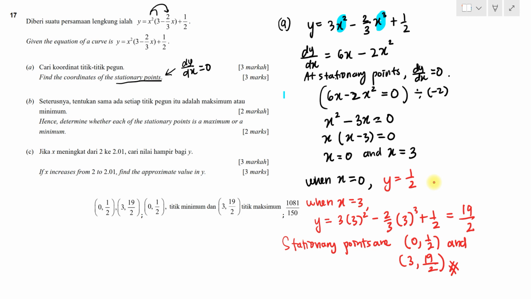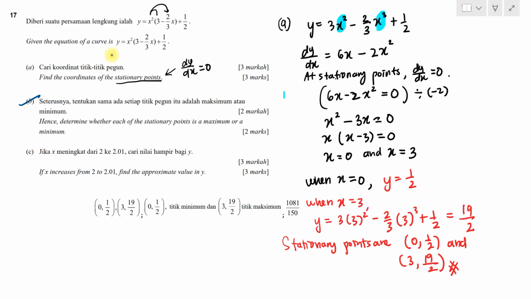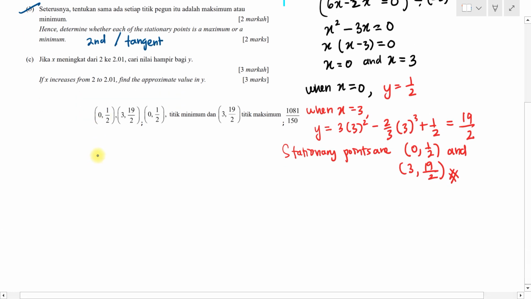So that's part A. Part B, we need to determine whether each stationary point is a maximum or minimum. So you can use your second order differentiation method, or tangent sketching method also can be used. I'm very comfortable with the second order differentiation method because you need to play with the equation, no need to sketch so many things. Just use tangent sketching method when they ask you.